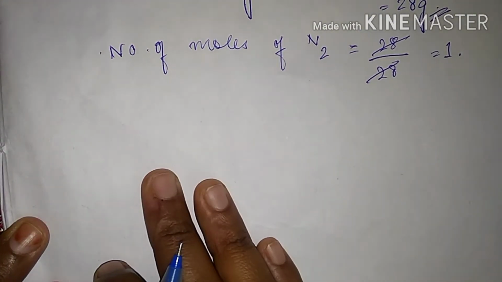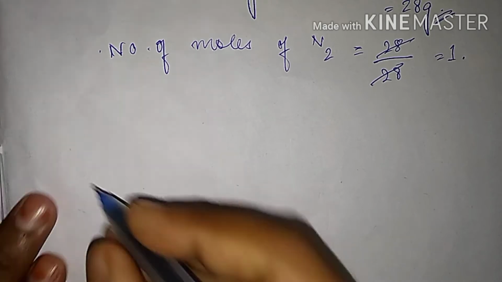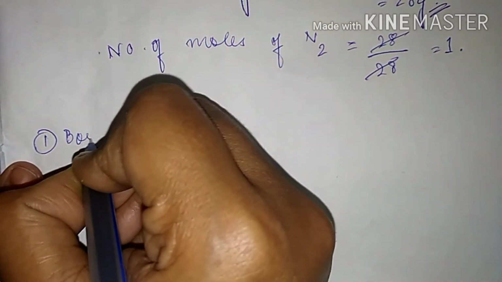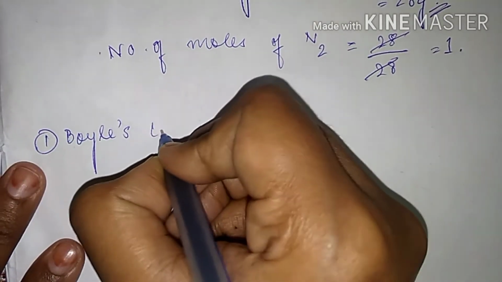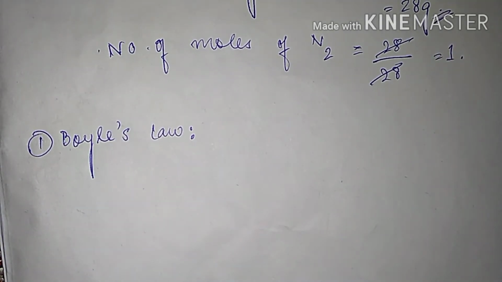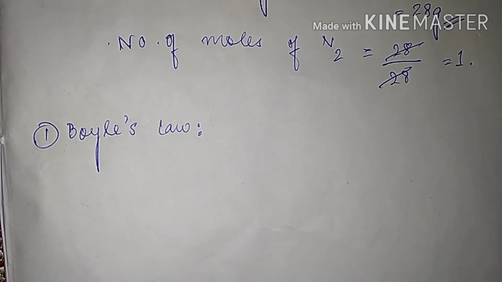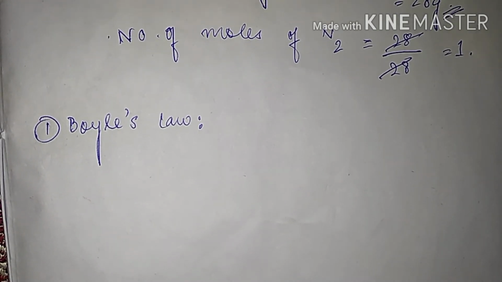Now we enter into the main topic of gas laws. Basically, there are 2 gas laws which we need to follow. The first is Boyle's law. A scientist named Boyle noticed that when the temperature of a gas remains constant, the volume of the given mass of a dry gas is inversely proportional to its pressure.